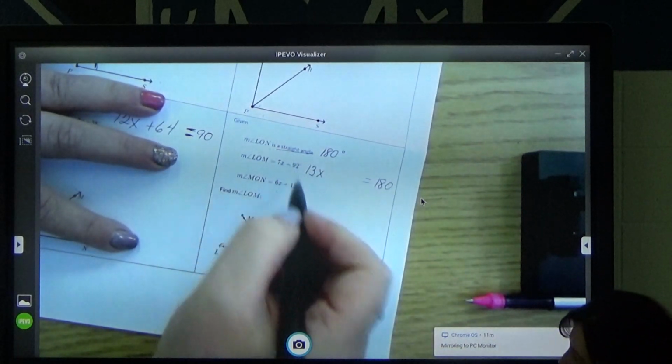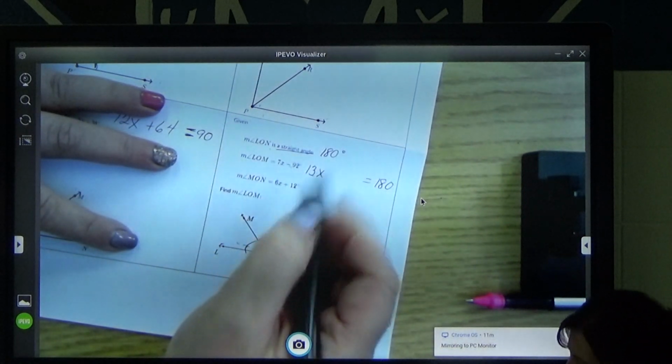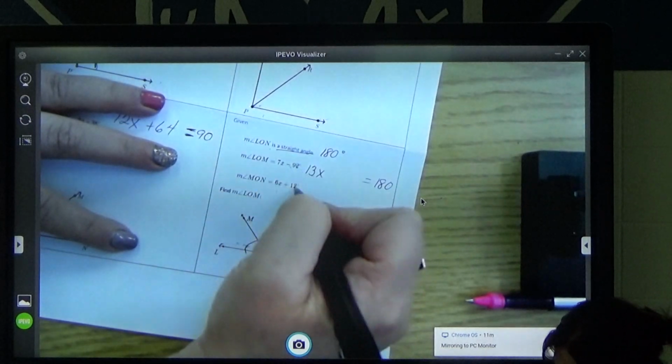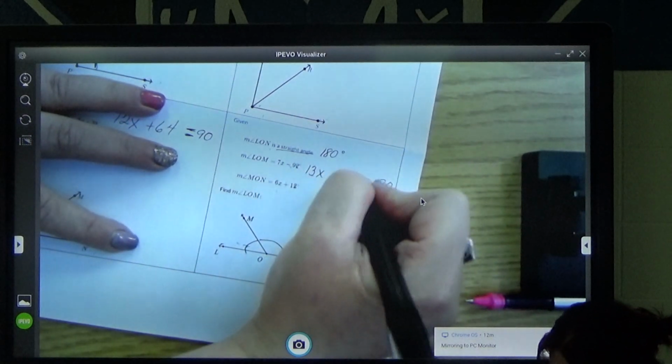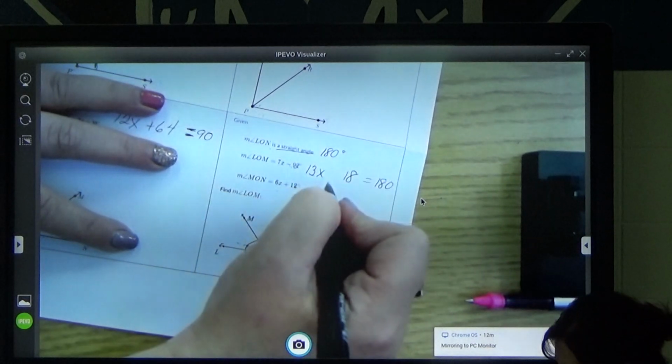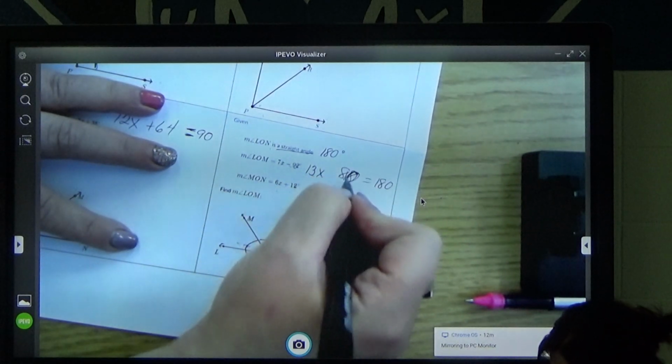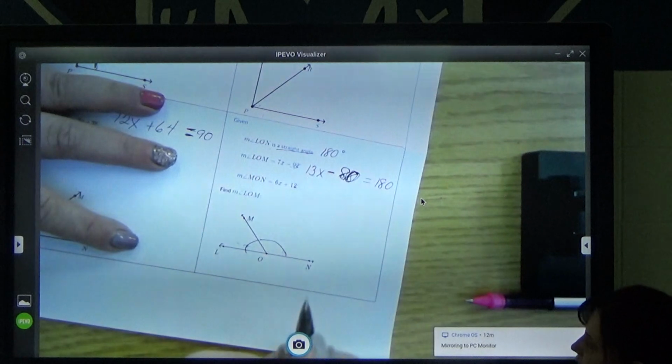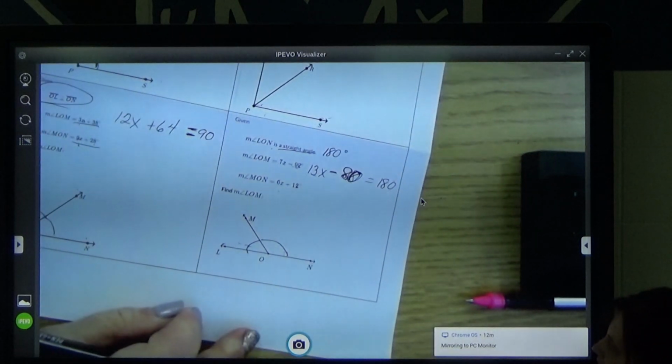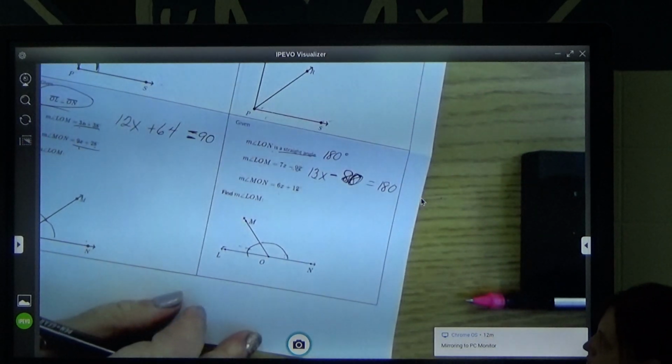And again, I have different signs on my constant, so I need to subtract. 92 minus 12 is 80. I have more negatives, so, oops, I didn't write 80, so I make it negative 80. The equation would be 13x minus 80 equals 180.